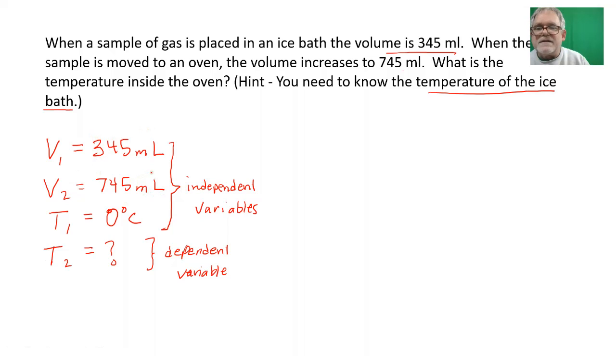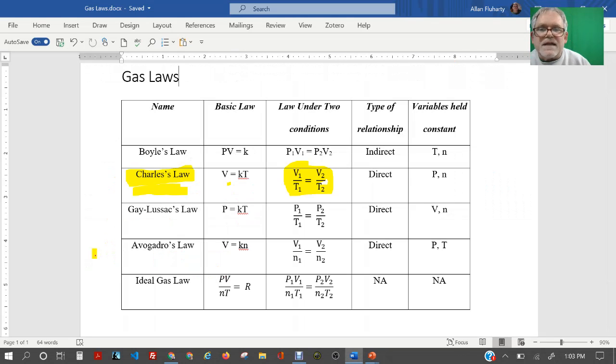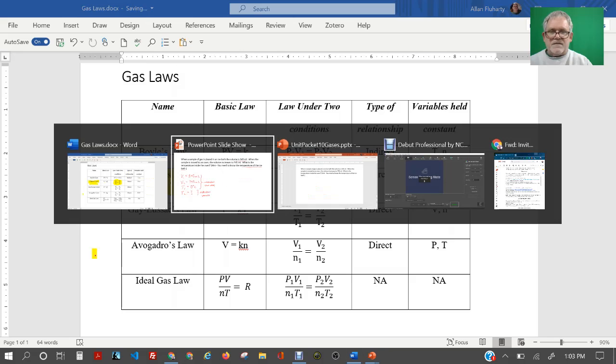The next step is to identify a gas law that will give you the value that you're looking for, the dependent variable. So we're going to go to a table of gas laws. What you're looking for is a gas law that involves the variables that you have in the problem statement. In this particular problem, it's Charles' law. Charles' law depends on the volume and the temperature of a gas. It's a direct relationship, and in particular, we're looking for the law under two conditions, an initial and a final condition.